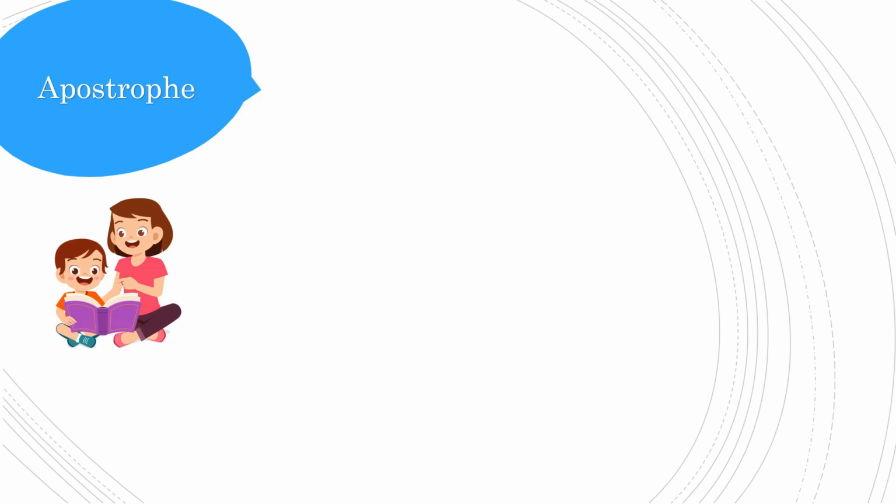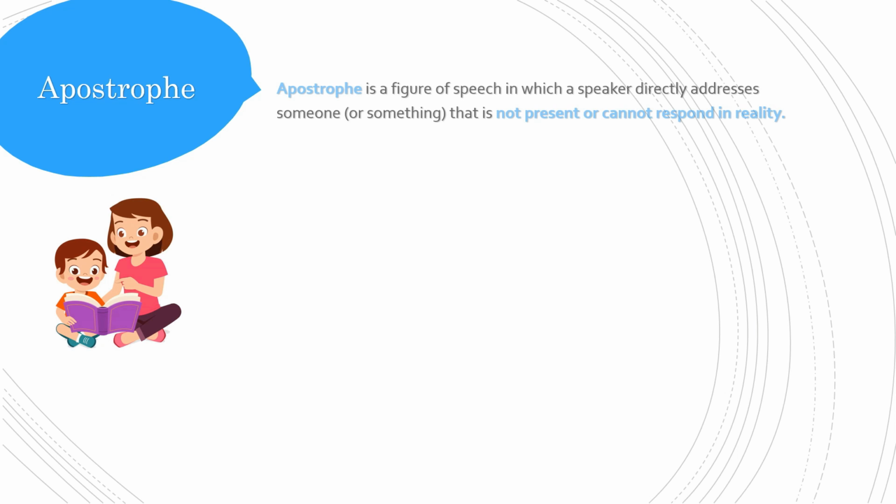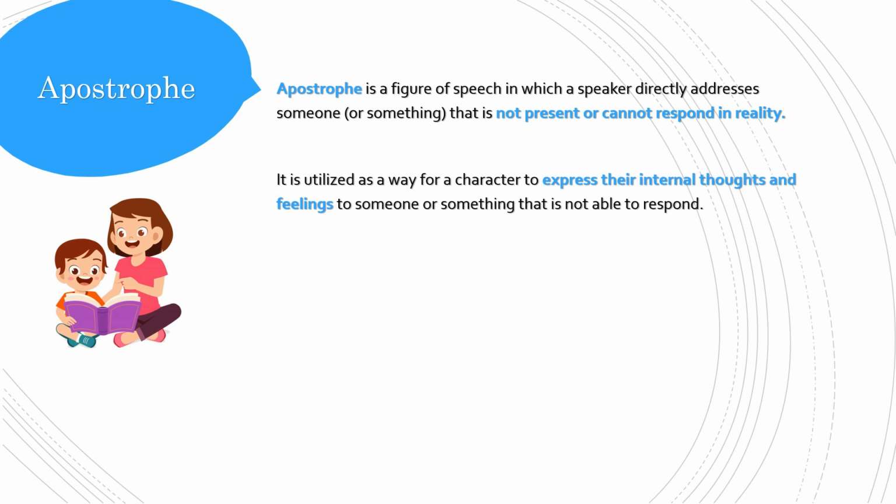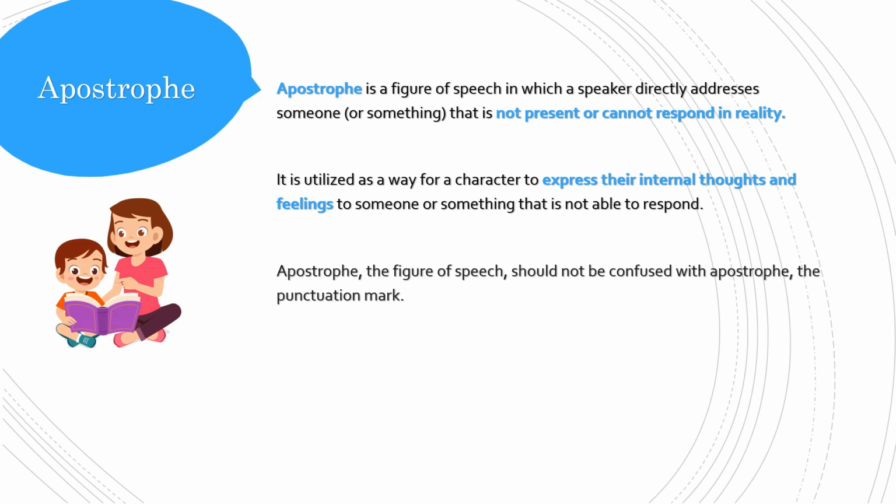Apostrophe. Apostrophe is a figure of speech in which a speaker directly addresses someone or something that is not present or cannot respond in reality. It is utilized as a way for a character to express their internal thoughts and feelings to someone or something that is not able to respond. Apostrophe, the figure of speech, should not be confused with apostrophe, the punctuation mark.